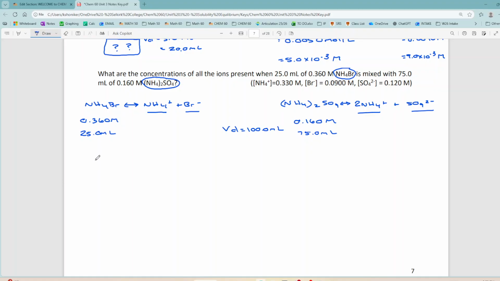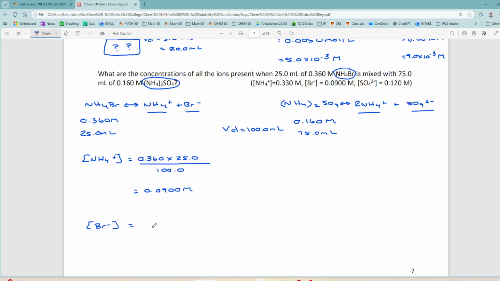So let's start with the ammonium bromide. Ammonium bromide is going to produce ammonium in a 1-to-1 ratio. So the concentration of ammonium is going to be the same as the concentration of ammonium bromide. So it's going to be that 0.360, and then we're going to do our solution dilution. So I'm going to times this by 25, and I'm going to divide by 100. So the concentration of ammonium in here, I'm trying to decide whether I put my equal sign there or down, all about how much space I have. So 0.36 times 25 divided by 100 gives me, to 3 sig figs, 0.0900 molar.